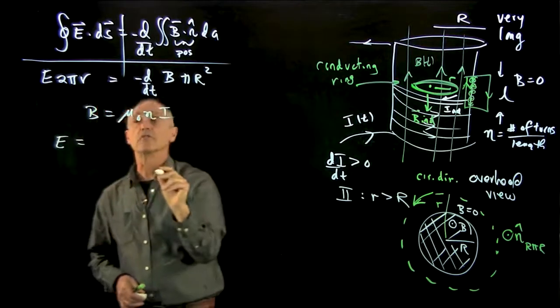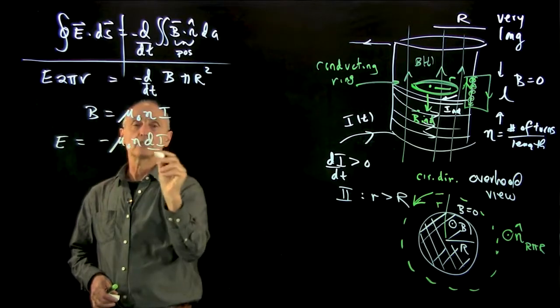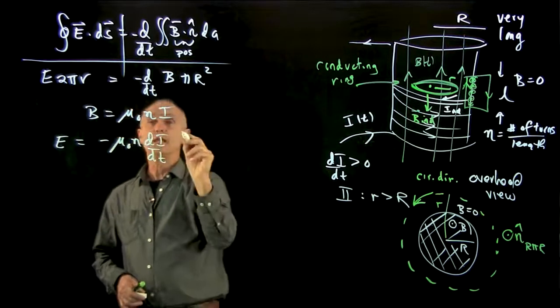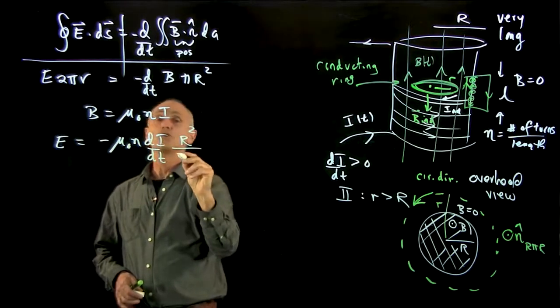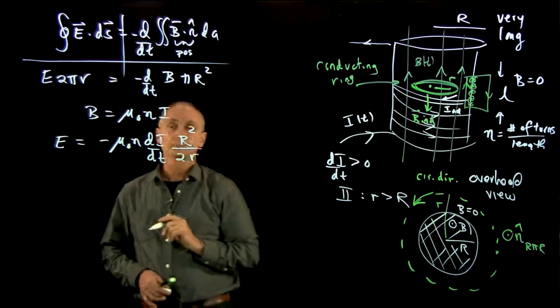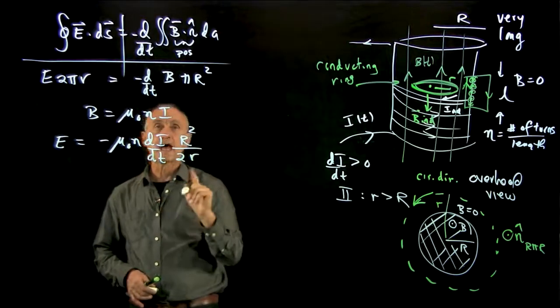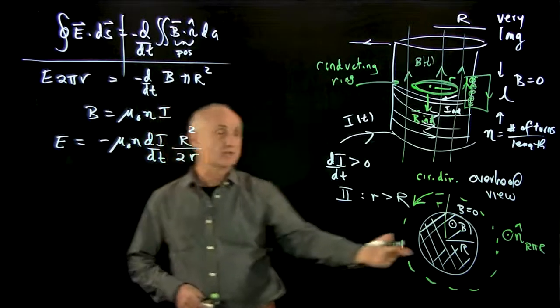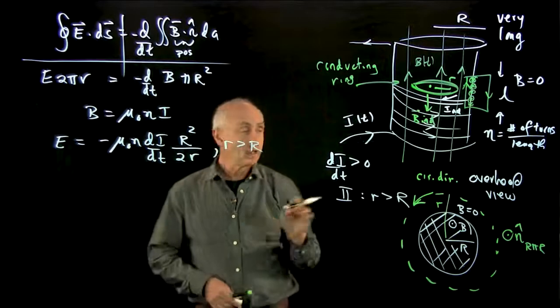now we get the electric field is minus mu naught n. It depends on the derivative dI dt. And here we just have R squared over 2r. And that is the electric field outside the solenoid for r greater than R.